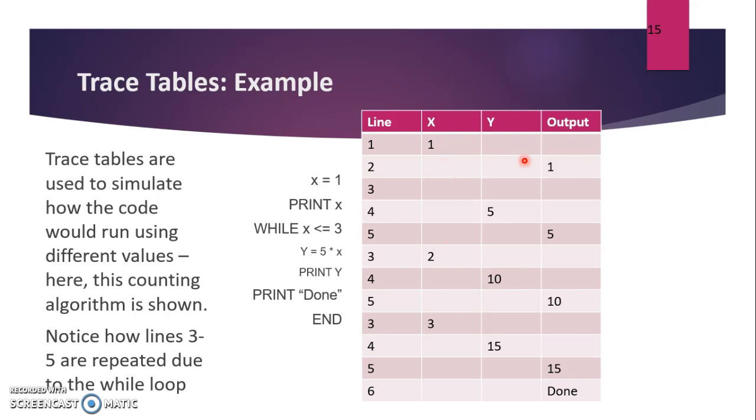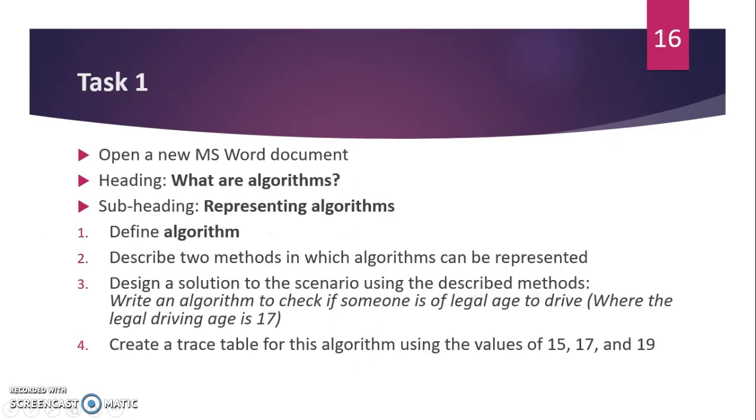So when x is 1, our output is 1 and y is 5. When x is 2, y is 10, the output's 10. Then the output is 15, and when x is no longer less than or equal to 3, we're done. So that's essentially using trace tables.